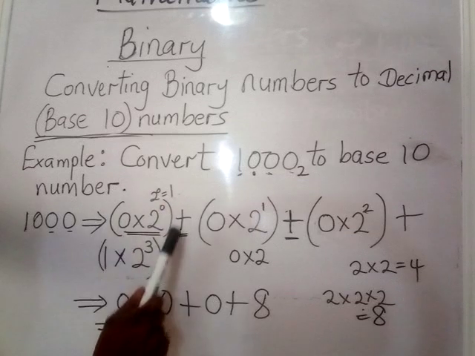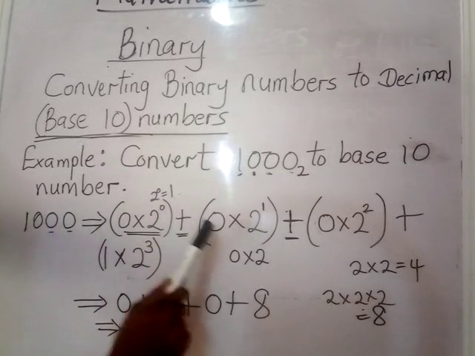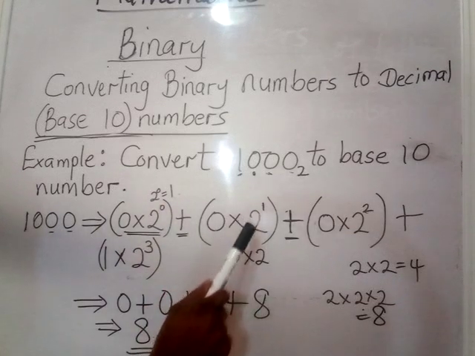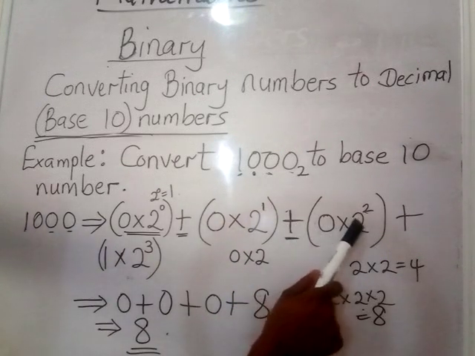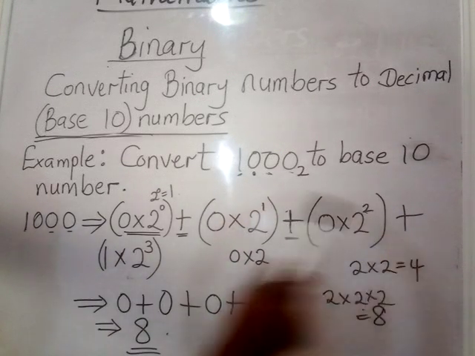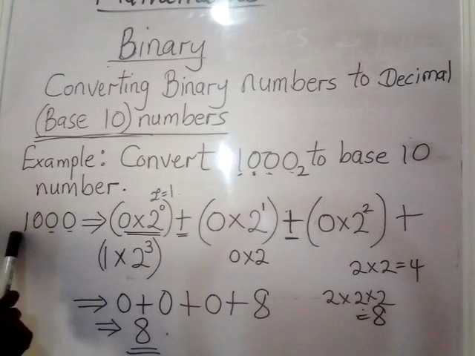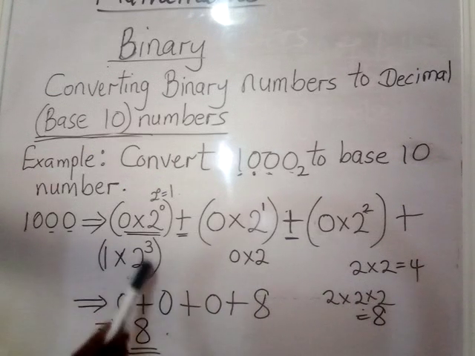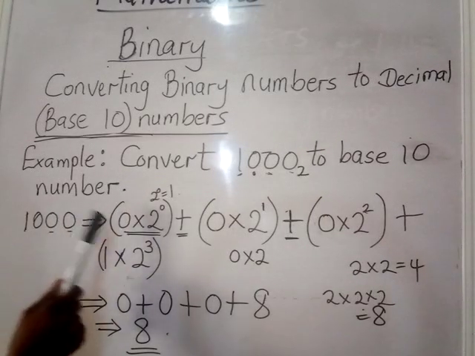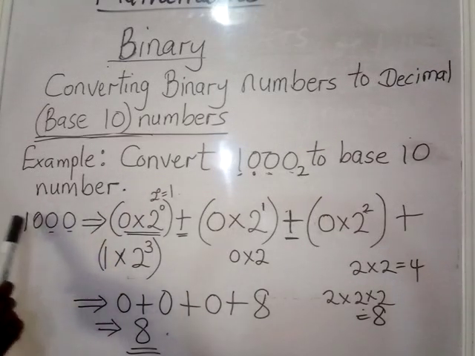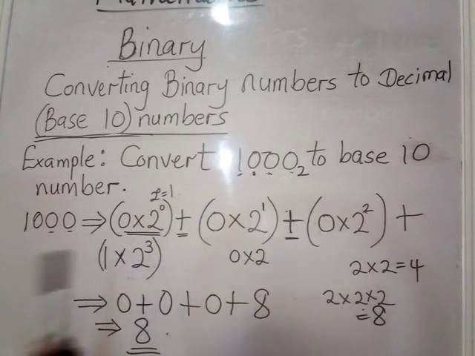In bracket, then plus, you come to the second 0: 0 times 2 raised to power 1, plus, you come to the third 0: 0 times 2 raised to power 2, plus, the last digit here is 1: 1 times 2 raised to the power of 3. So if you look at it, each of the numbers here, from right to left, 0, 0, 0, 1, are written now.